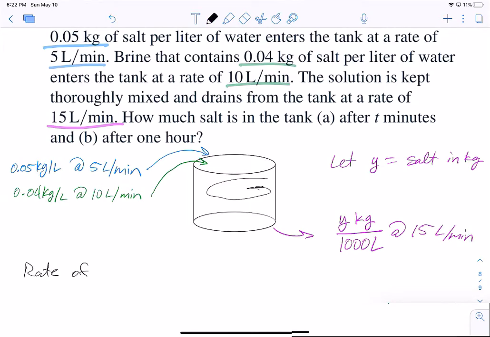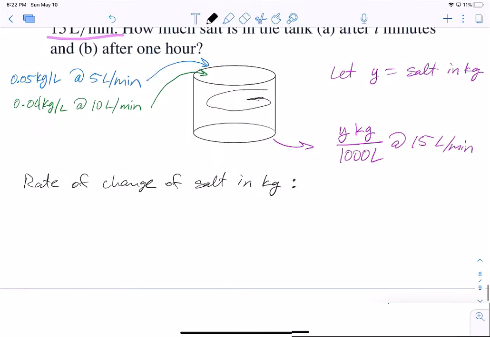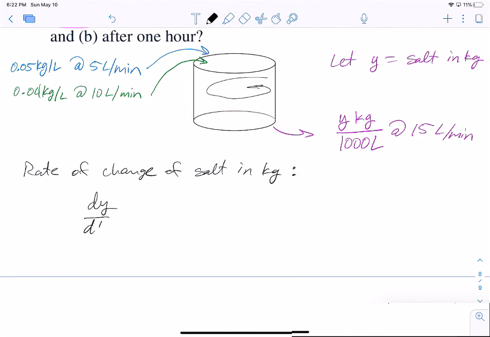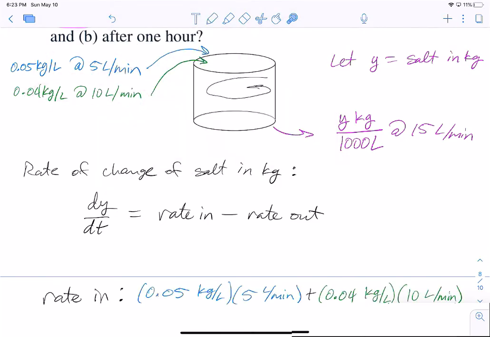Overall, the rate of change of salt in kilograms is going to be dy/dt, that's how the kilograms of salt is changing per minute, and it is equal to the rate in minus the rate out. Rate in is going to be a combination of the two brine solutions coming in. So we have 0.05 kilograms per liter times 5 liters per minute plus 0.04 kilograms per liter times 10 liters per minute. In both of these cases, the liters divide out, leaving us with kilograms per minute, which is what we should have been expecting.